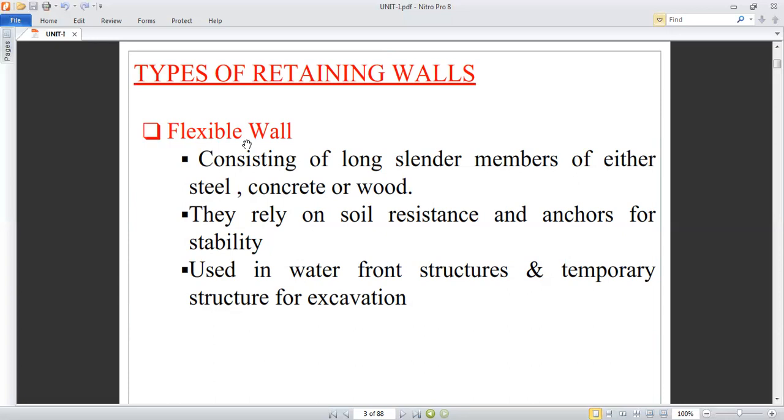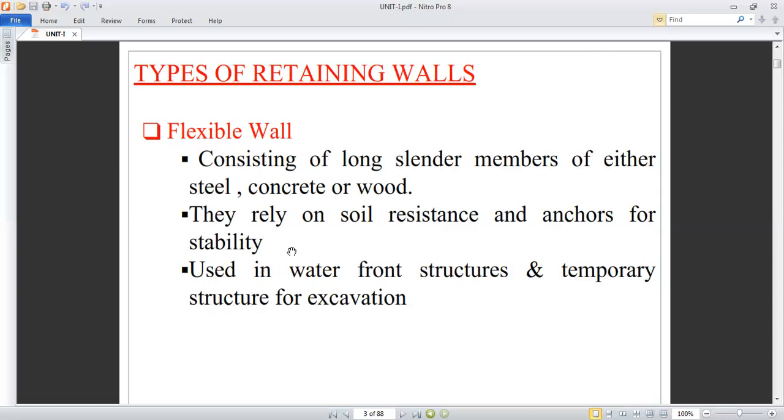Okay, so first one is the flexible wall method. The name says it, the wall is flexible. So how is it being flexible? The member is very slender. Okay, slender means it is long, that is the length is more when compared to width. We call the member as slender, right? So this long slender member is either made of steel, concrete, or wood. Okay, so they rely on soil resistance, and since it is very slender, the member is anchored. Okay, anchored means it is fixed at one end. I'll show you the picture of flexible wall in the next slide.